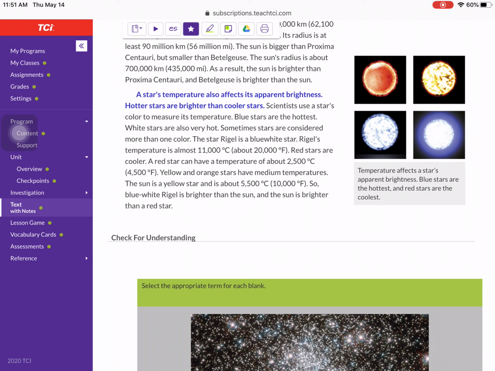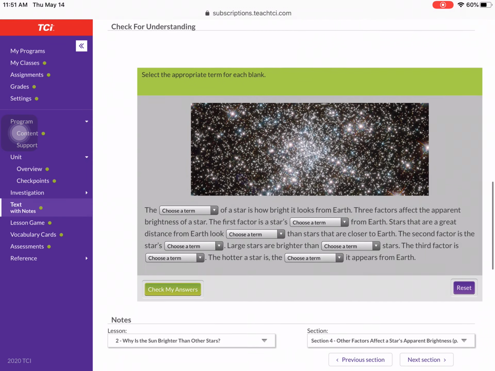Yellow and orange stars have medium temperatures. The Sun is a yellow star and is about 5,500 degrees Celsius, or 10,000 degrees Fahrenheit. So, the blue-white Rigel is brighter than the Sun, and the Sun is brighter than a red star.